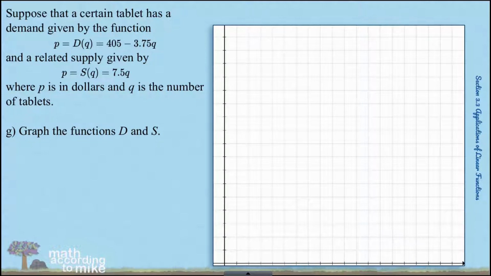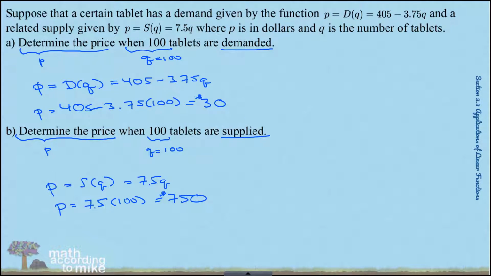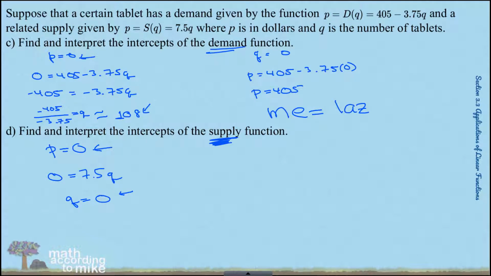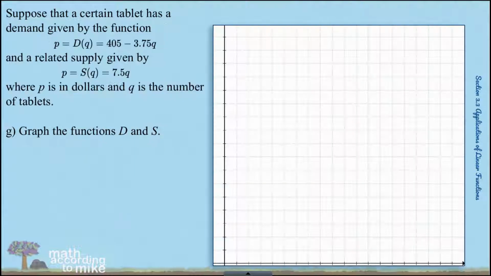All right. So this goes back to a previous part when we found the intercepts. So notice we'll need the points (108, 0) and (0, 405). Let's go back to here real quick. So as a comment, the x-axis is the quantity and the y-axis is the price.